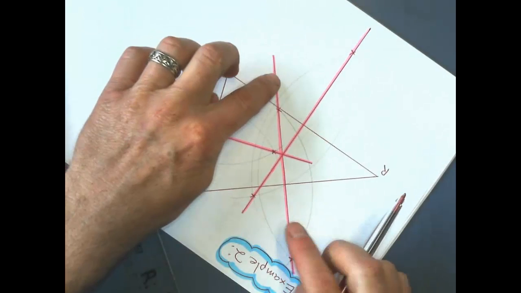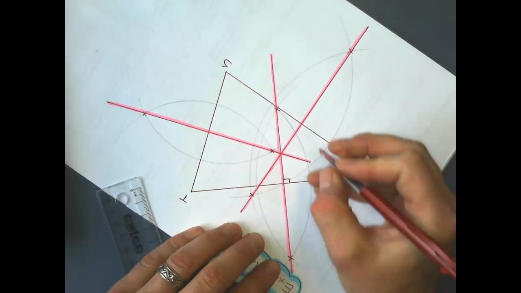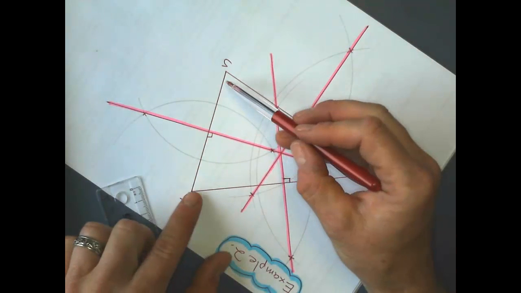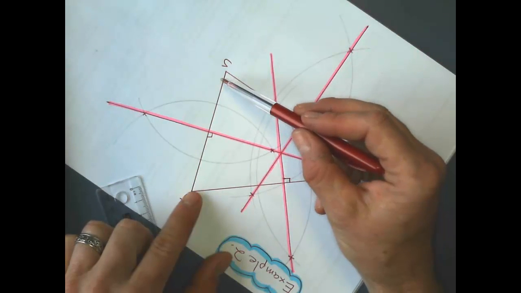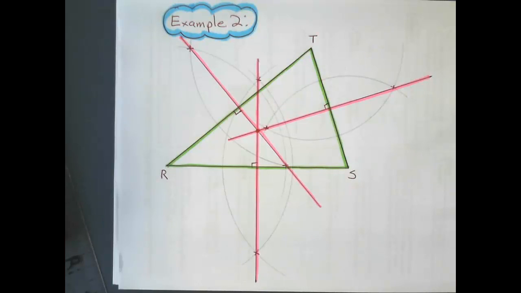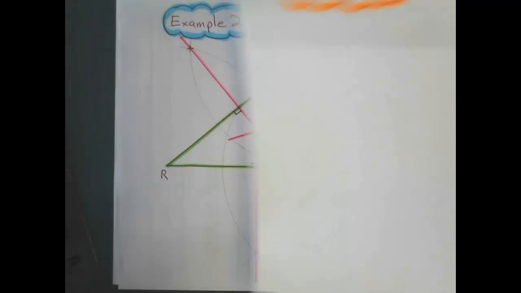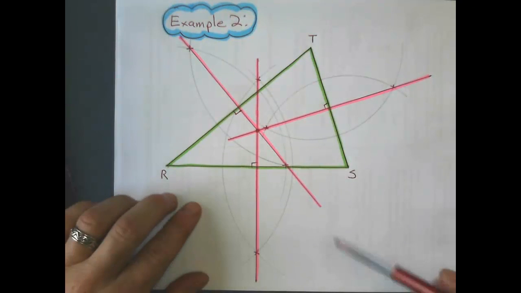Each bisector hits it at a 90-degree angle, so all three of those are 90 degrees, and it cuts each side of the triangle into equal parts. Okay, and so that's how you construct a perpendicular bisector of a line segment, and we can do some other examples later on. Good luck.